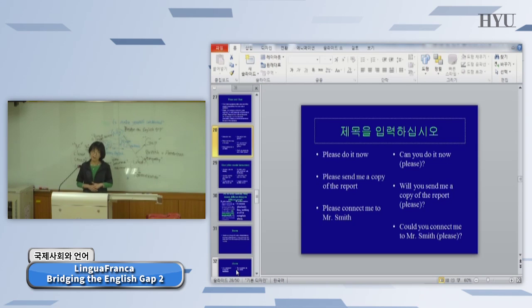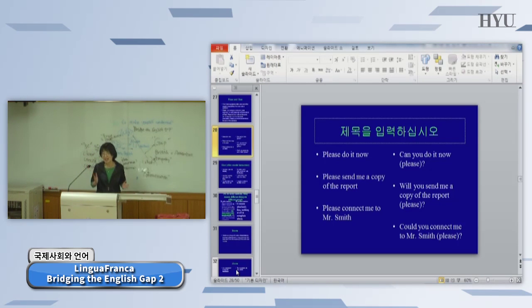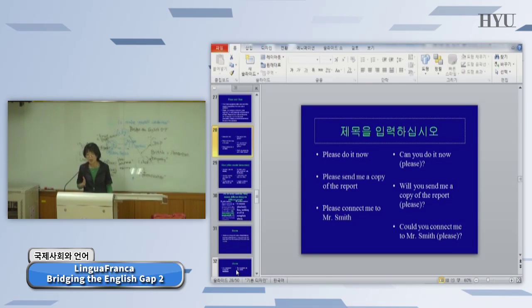So we must be careful to use please. Instead of please do it now, it's better to say, can you do it now? Instead of saying, please send me a copy of the report, it would be better to say, will you send me a copy of the report, please? Instead of saying, please connect me to Mr. Smith, it is better to say, could you connect me to Mr. Smith?